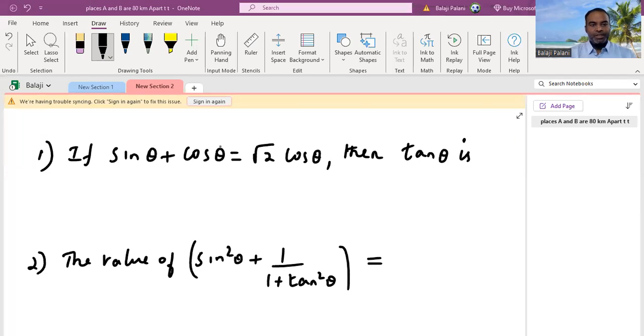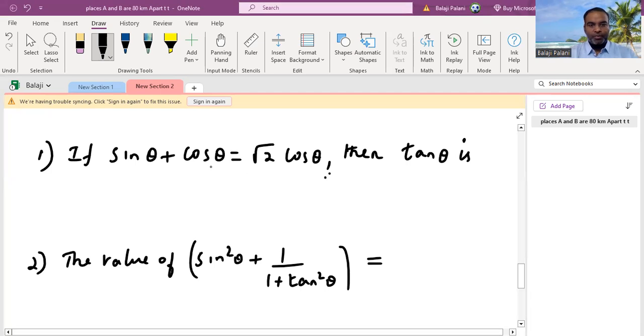I've got 5 MCQ questions from class 10 CBSE trigonometry. Quickly, we will start doing this. If sine theta plus cos theta is equal to root 2 cos theta, then the value of tan theta is. Options are given. I'm just giving you how the working will be.